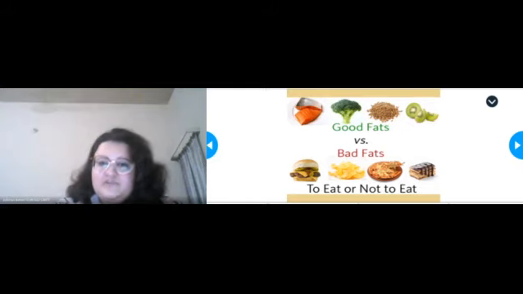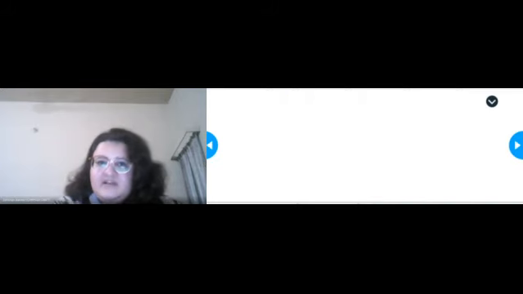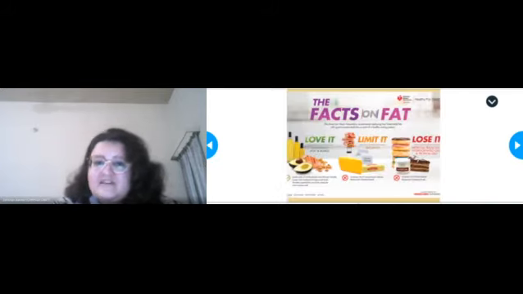Again, I've told you about good fats and bad fats. So, the facts on fat. This is a slide which I have added from the American Heart Association. It tells you what you should eat, what you should limit, and what you should avoid. So love it, they say.